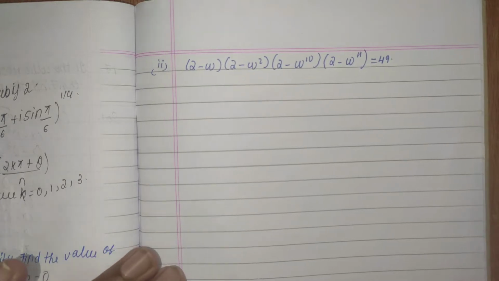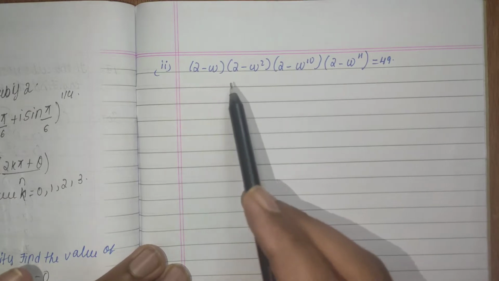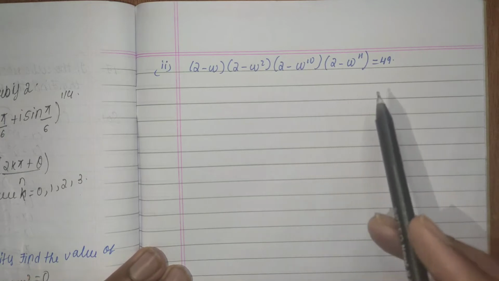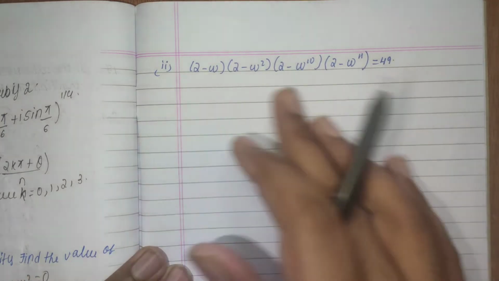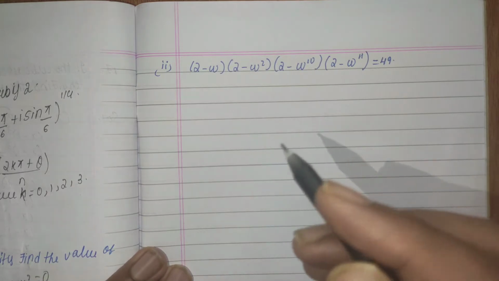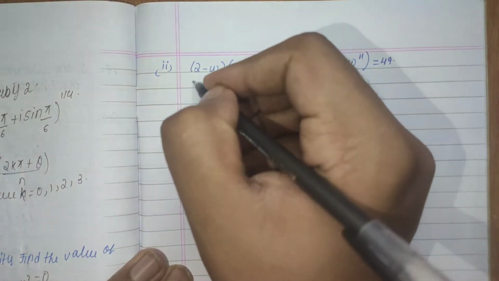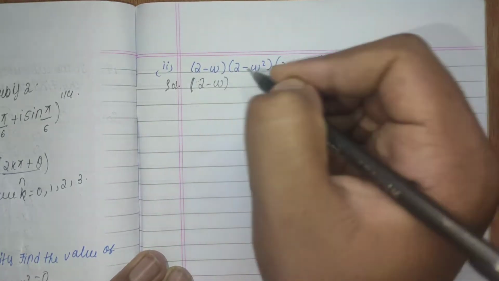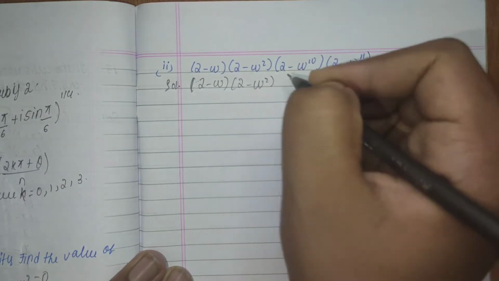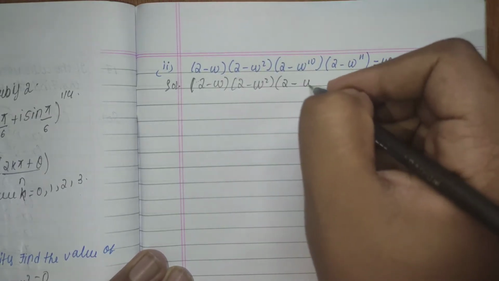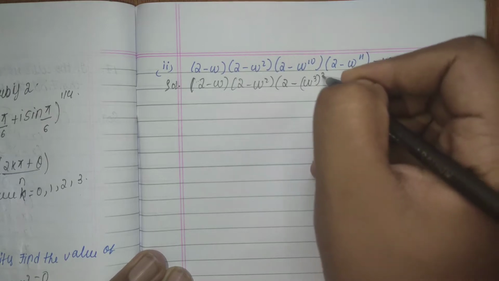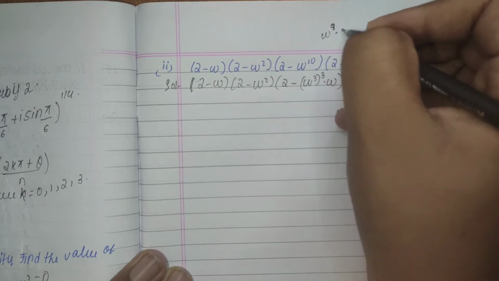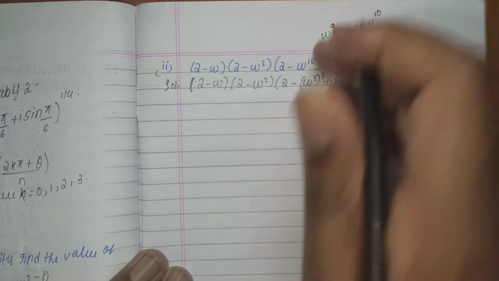Now let's go to the second bit, which is given that 2 minus omega into 2 minus omega square and 2 minus omega power 10 into 2 minus omega power 11 is equal to 49. This we have to prove. Convert into omega whole cube whole power n terms. So this is the solution. This is 2 minus omega and this is 2 minus omega square. And this can be written as omega whole cube whole cube into omega. This is omega into omega is 9 and into omega power 10.